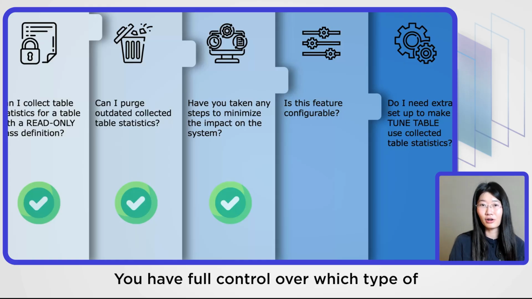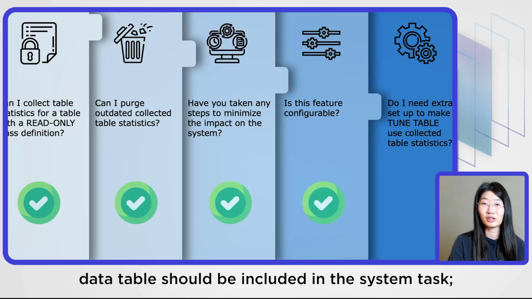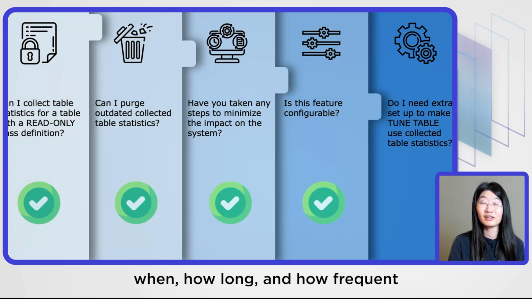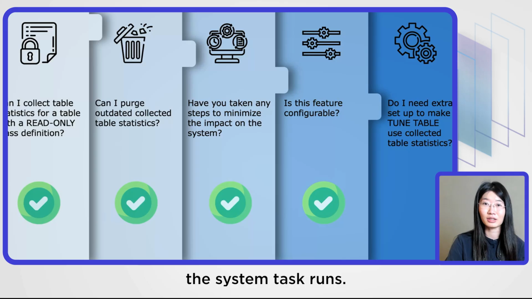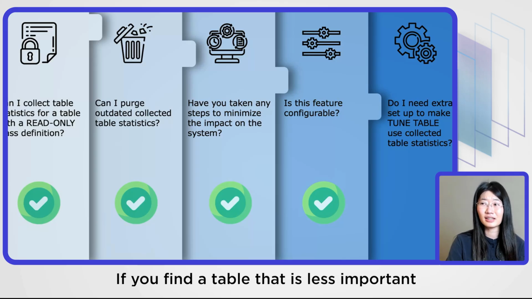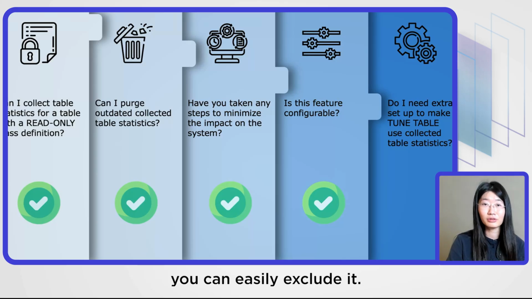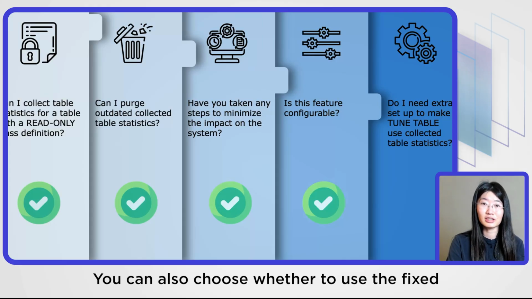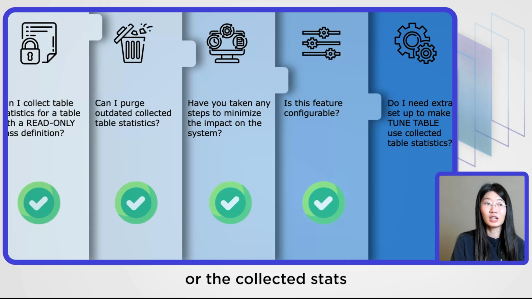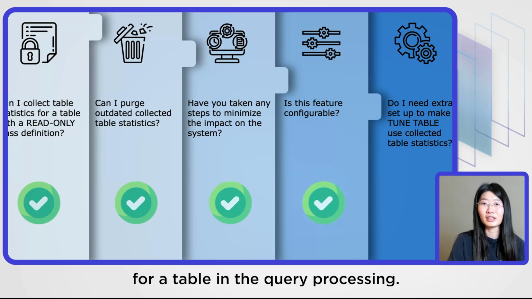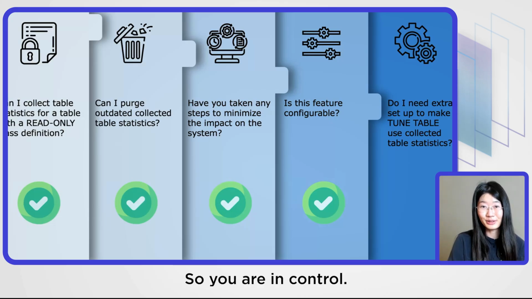You have full control over which types of tables should be included in the system task, when, how long, and how frequently the system task runs. If you find a table that is less important and takes too long to run, you can easily exclude it. You can also choose whether to use the fixed or the collected stats for a table in query processing, so you are in control.